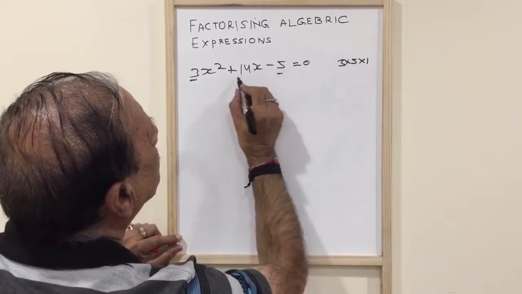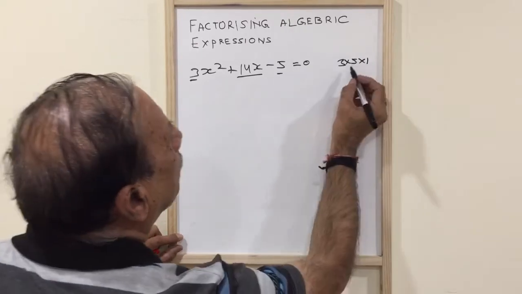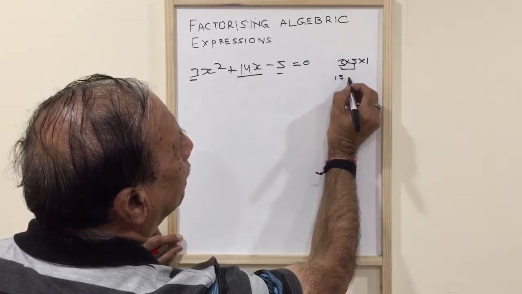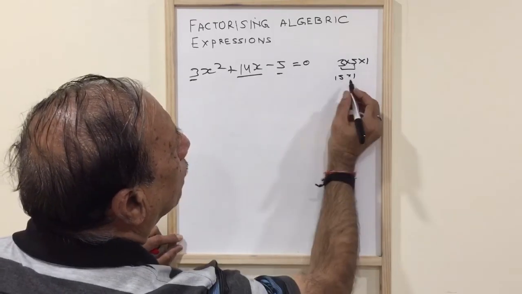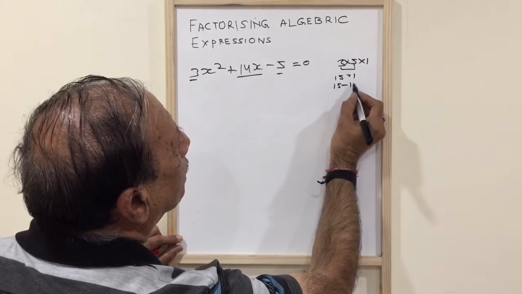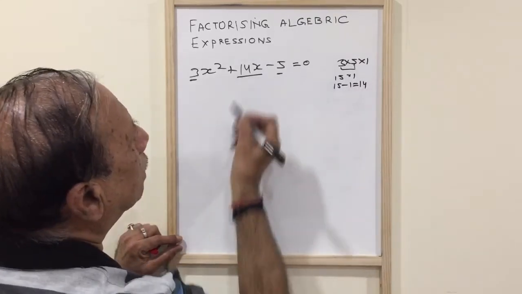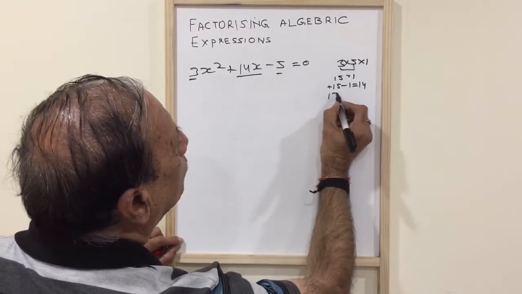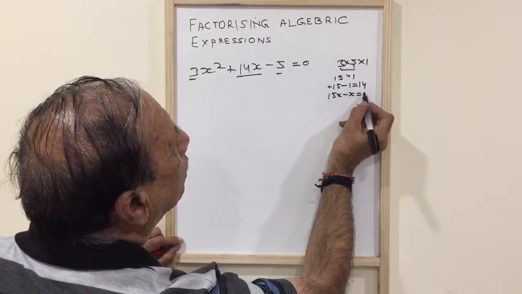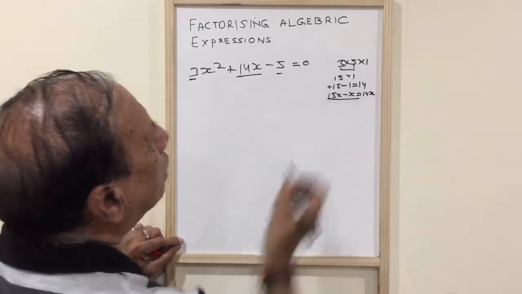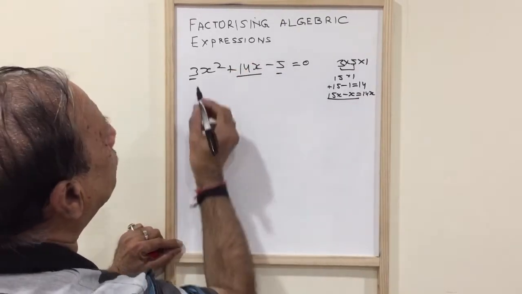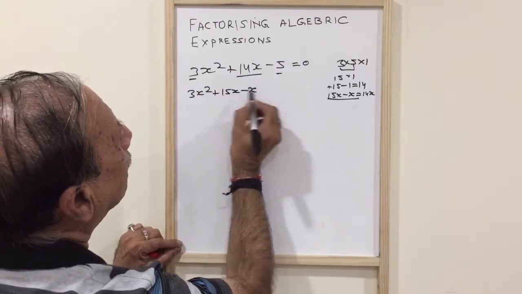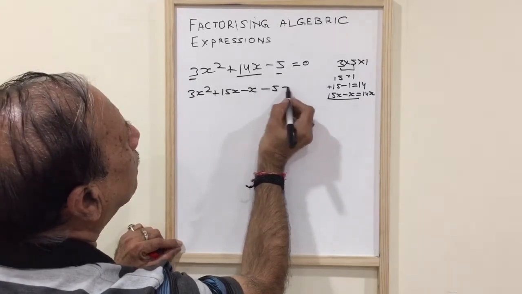So we need 14x. From this we can say 5 into 3 is 15 and another is 1. So we can write like this: 15 minus 1 is equal to 14. So we need 14 as a plus, so this will be counted as 15 plus. We can put x over there like this, so this will come to 14x. So this value we can substitute over there. So that comes to 3x square plus 15x minus x minus 5 is equal to 0.